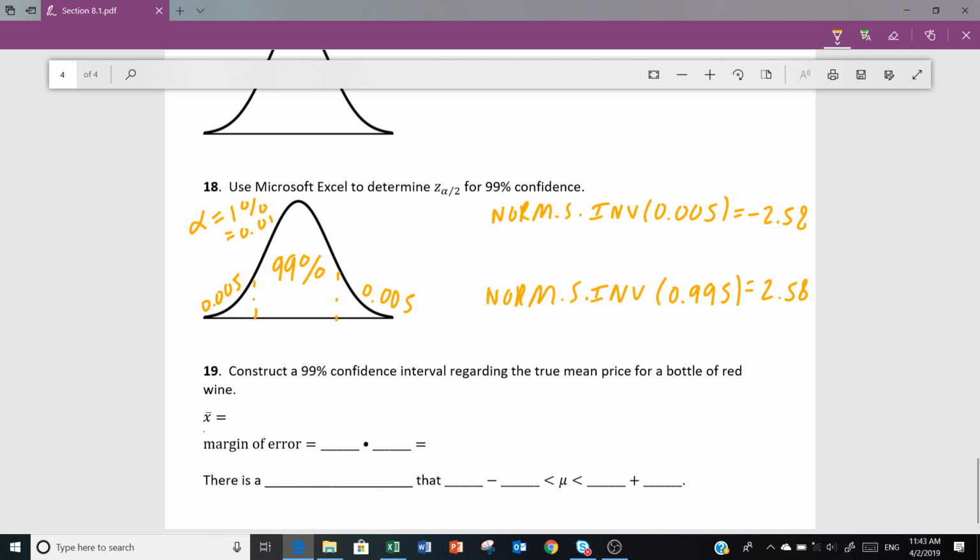Let's go ahead and use that information to construct our margin of error, just like we did in the previous questions, and then we'll make a confidence interval. So again, this will be a think, pair, share activity, making the confidence interval. And that's the last problem of this page before we take our quiz.